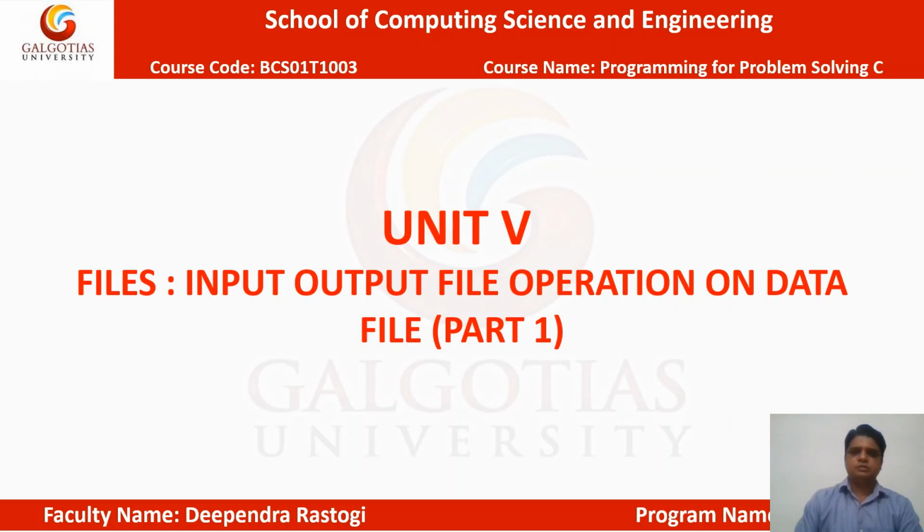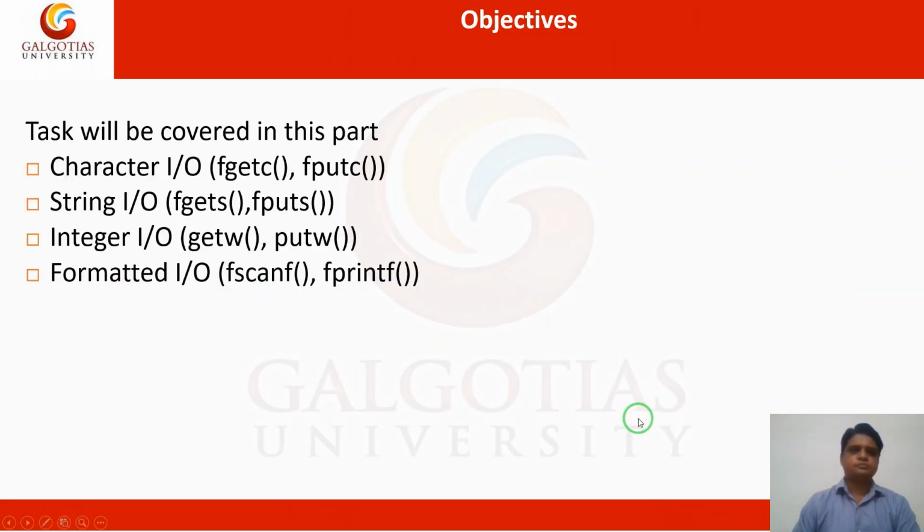In this section we will discuss character input output operations, string input output operations, integer input output operations and formatted input output operations. We will cover fgetc and fputc for the character input output, fgets and fputs for the string input output, getw and putw for the integer input output, and the last one is fscanf and fprintf for the formatted input output.